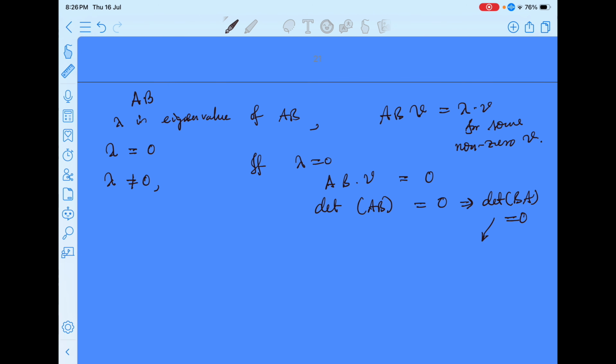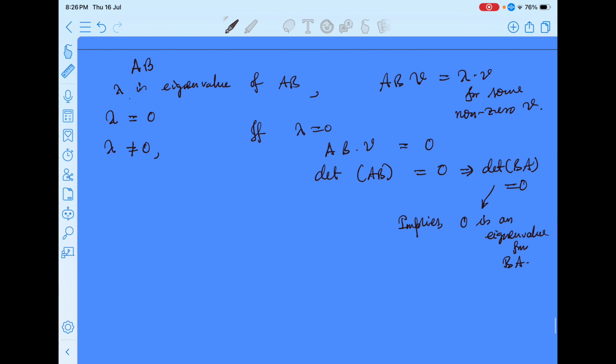So the determinant of BA is 0, which implies 0 is an eigenvalue for BA. So if 0 is an eigenvalue of AB, then 0 is an eigenvalue of BA. Now do it for lambda not equal to 0.